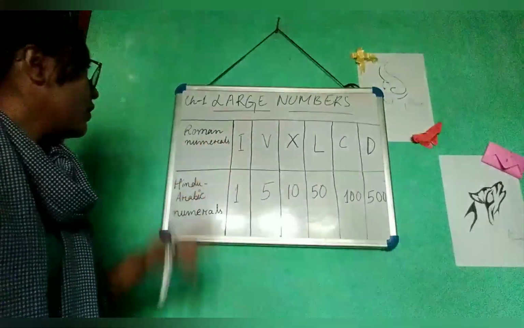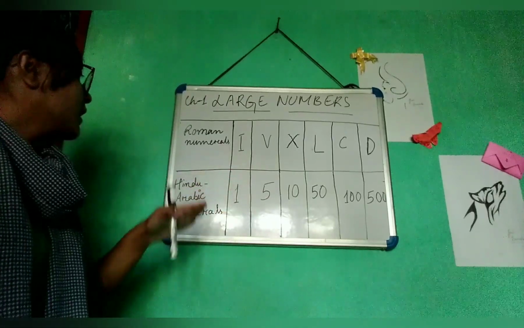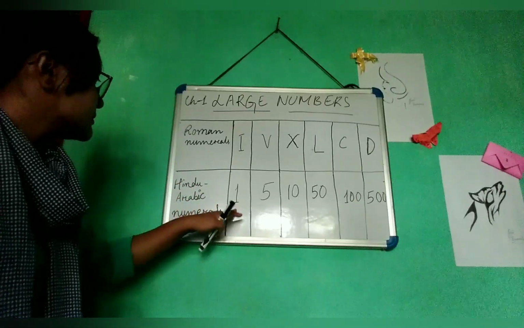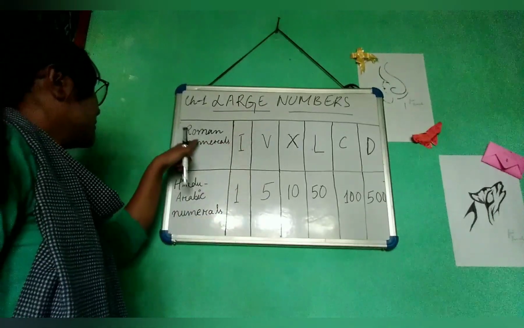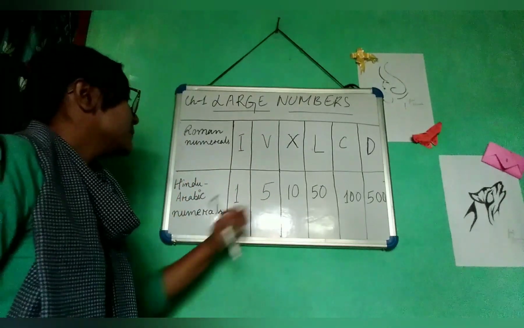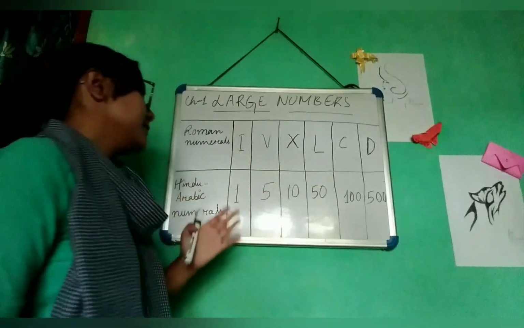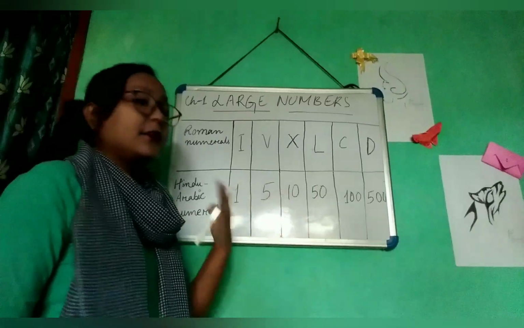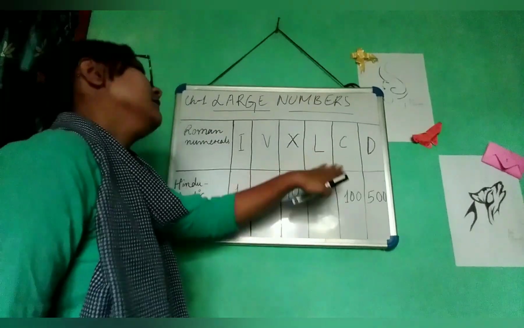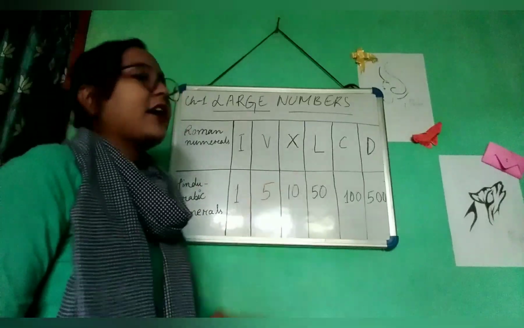The symbol I in Roman numerals depicts 1, but in Hindu-Arabic, it is this symbol. In Roman numerals this is V, and Hindu-Arabic people depict it as 5. This is X, and in the Hindu-Arabic system we use 10. L depicts 50, C depicts 100, D depicts 500.